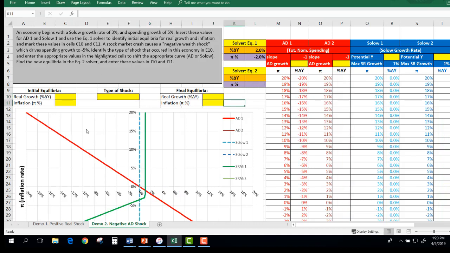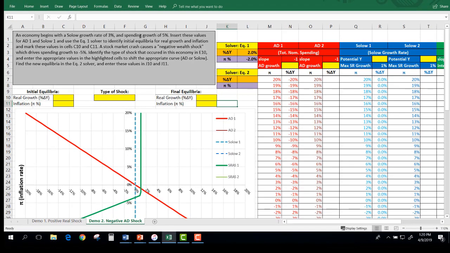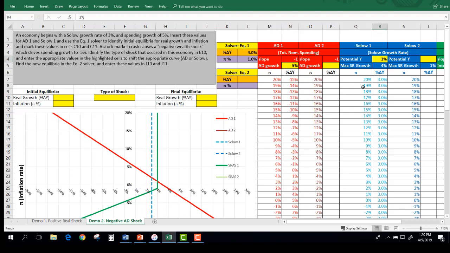Okay, let's start fresh in this model. It says an economy begins with an SRAS growth rate of 3% and spending growth of 5%. Insert these values for AD1 and SRAS 1 and use the equilibrium 1 solver to find the initial equilibrium. So what do we have? We have an SRAS growth rate of 3%. That's going to be SRAS 1. And we have a spending growth rate of 5%. So I'm going to plug that in for AD1. 3% SRAS growth, 5% spending growth.